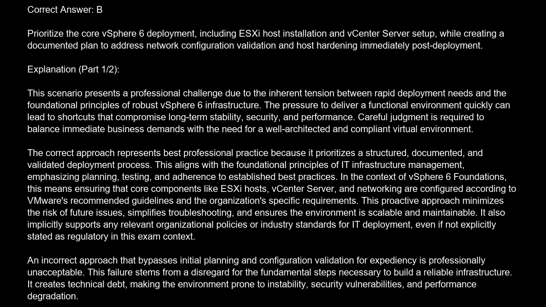This proactive approach minimizes the risk of future issues, simplifies troubleshooting, and ensures the environment is scalable and maintainable. It also implicitly supports any relevant organizational policies or industry standards for IT deployment, even if not explicitly stated as regulatory in this exam context.